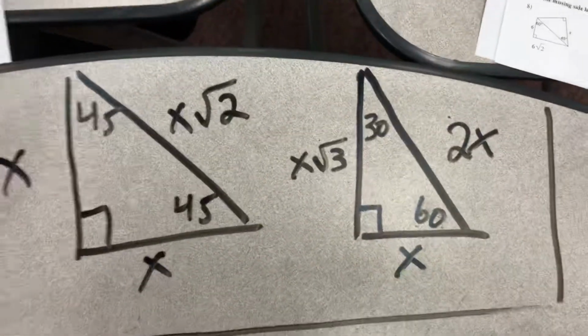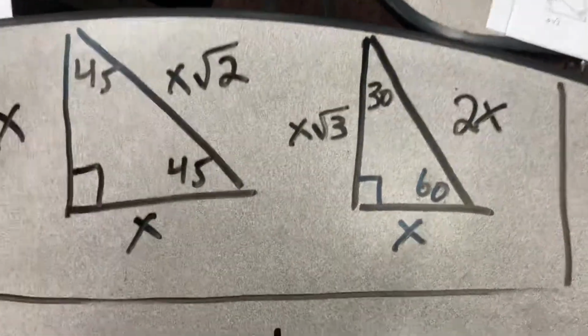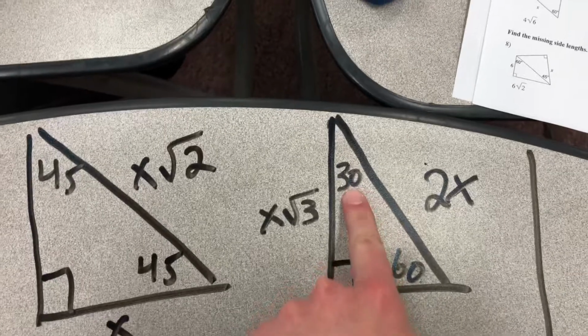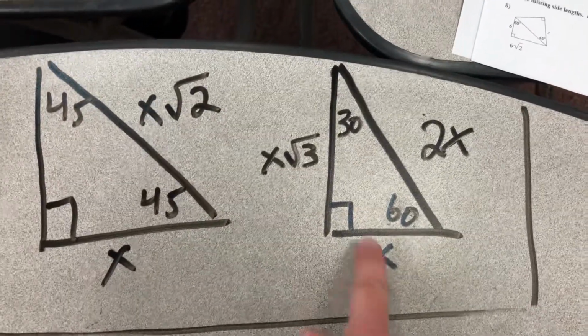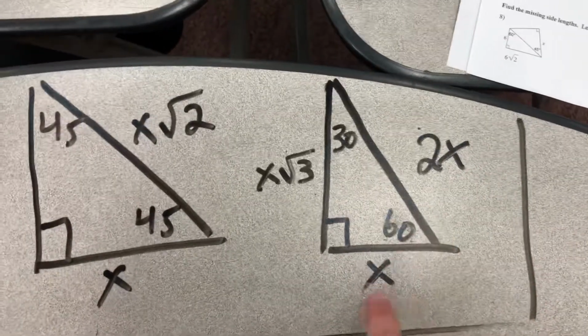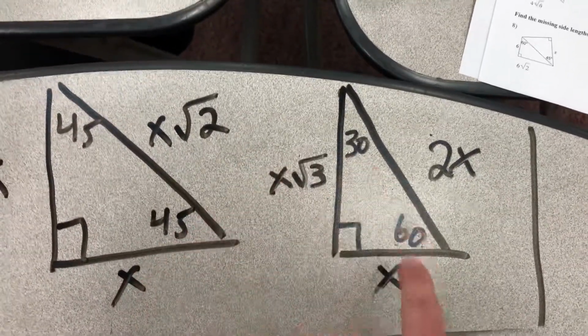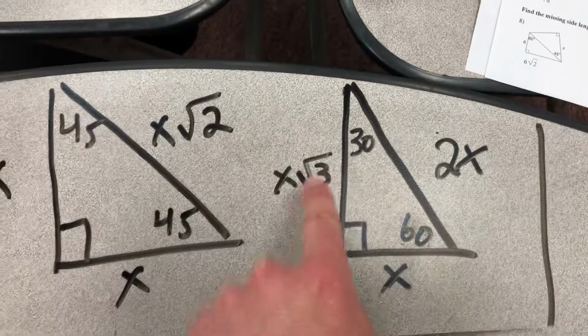Now for the 30, 60, 90. The most important thing to realize is that we define the 30-degree side as our original starting x. And if you know your 30-degree side, we can double it to get to the hypotenuse. We can multiply it times the square root of 3 to get to the side across from 60 degrees.